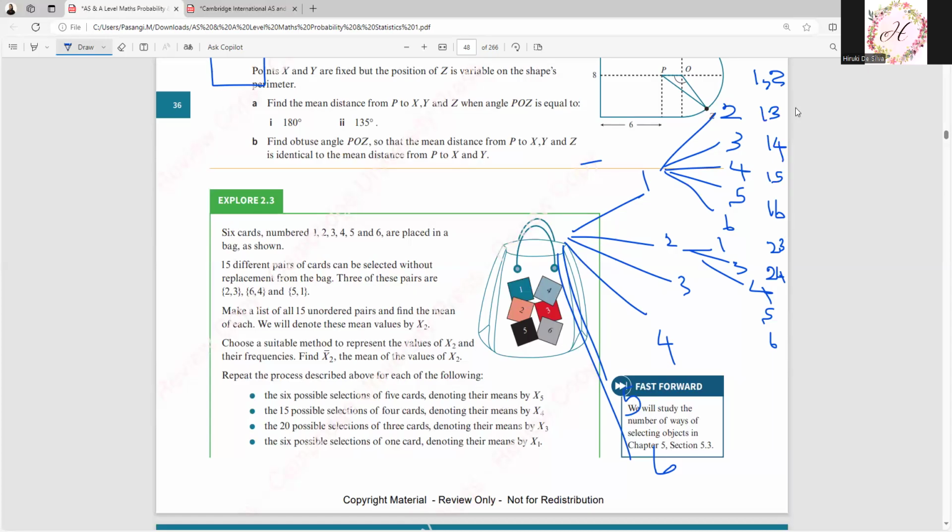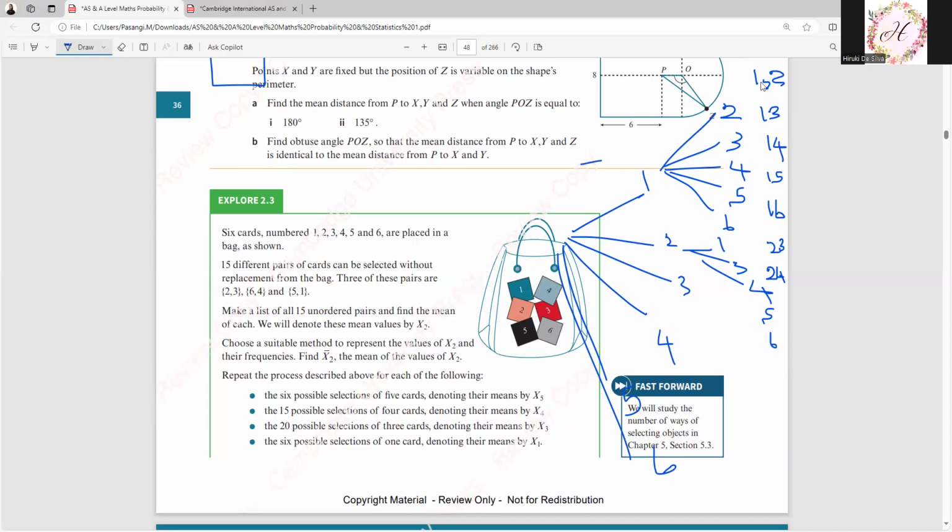We are just checking with the combination. So 1, 2 is already there. They ask us to write all the 15 different unordered pairs and find the mean of each.